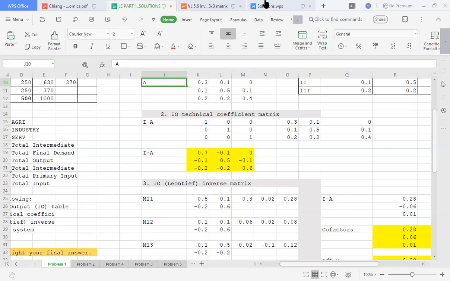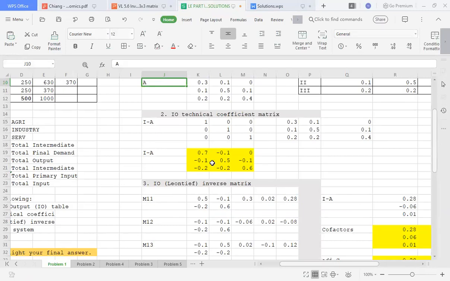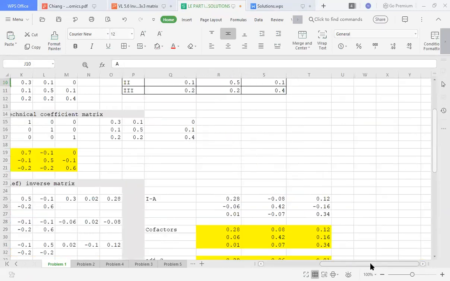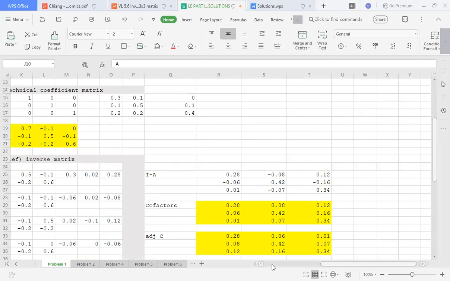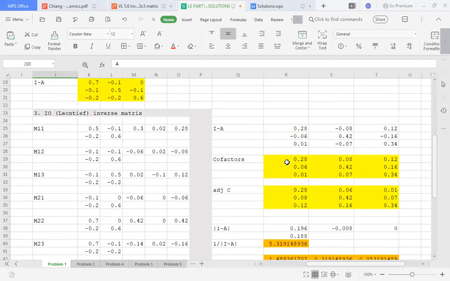Let me just go to IO. Great. So again, this is the IO technical coefficient matrix. And on this side here, because we're getting the inverse, we're also getting first the cofactors. In order to get the cofactors, we need to get the matrix of minors. So that's minors, and then get the cofactors. And after getting the cofactors, you get the adjoint matrix, and this is our adjoint matrix.